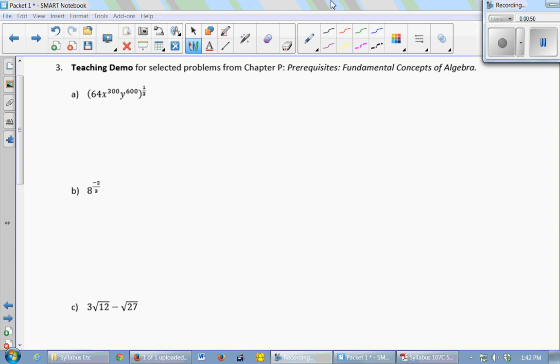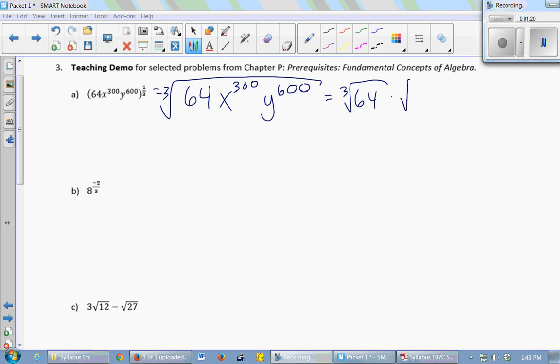Okay, so there's more than one good approach, but the 1/3 power, 1 is the exponent, 3 is the root. So we could write this whole thing as 64x to the 300, y to the 600, all cube rooted. The 1/3 power is the same as the cube root. And then you can take the cube root of each piece separately, which is kind of like distributing. So this is the cube root of 64 times the cube root of x to the 300 times the cube root of y to the 600.